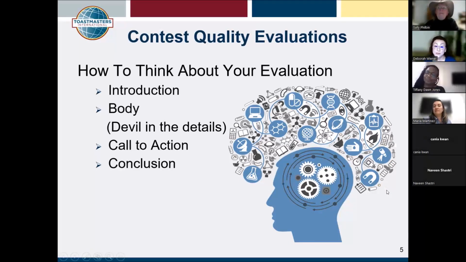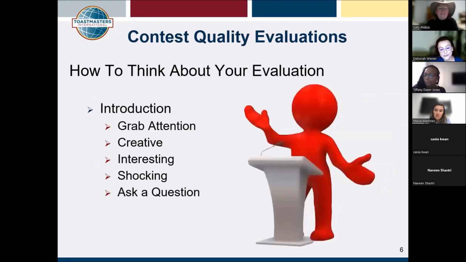We're going to have a deeper dive into what goes into great speech evaluations. And we're going to approach it by walking through the organization of the speech, which is the introduction, the body of the speech, which may have the devil in the details, as we say, and the call to action and the conclusion. Now, how to think about your evaluation. The introduction should grab attention, make people want to listen, turn off those cell phones, put their purses away. It should be creative, interesting, sometimes shocking, by asking a question at the beginning or throughout the speech.